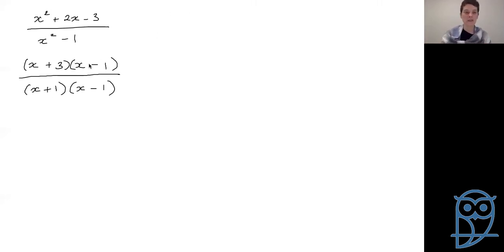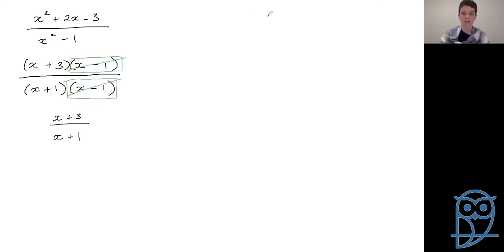So we have x plus 3, x plus 1, x minus 1, x minus 1. X minus 1 is on the top and the bottom. So if we're multiplying by the same thing on the top and the bottom, we can take it out. And therefore, when we simplify this, it actually breaks all the way down to x plus 3 over x plus 1. Far simpler than the original with the two quadratics.